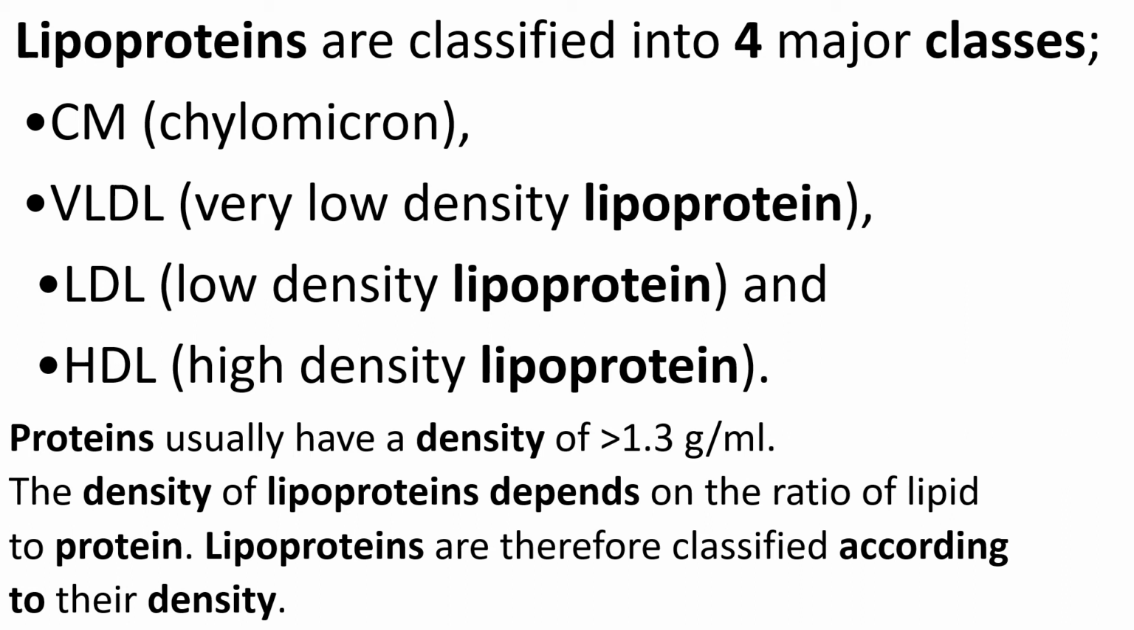When we say lipoproteins, it means the lipids conjugated with protein, and on the basis of this protein part, the lipoproteins are classified into chylomicrons, very low density lipoproteins, low density lipoproteins, that is called the LDL molecule, and HDL, high density lipoproteins. So the density of the lipoproteins depends upon the ratio of lipids to proteins.